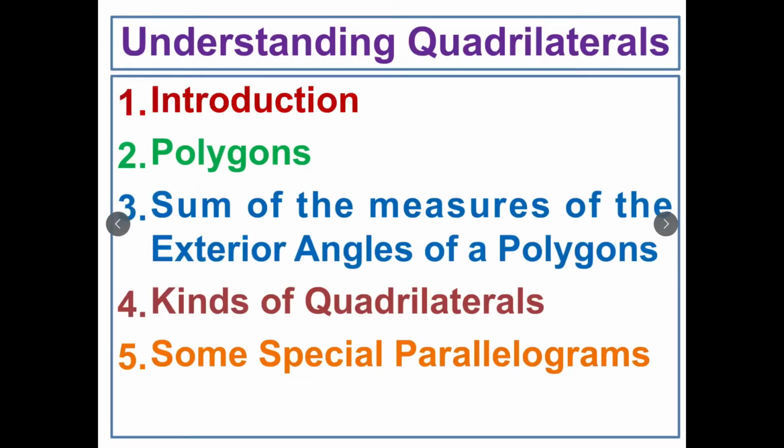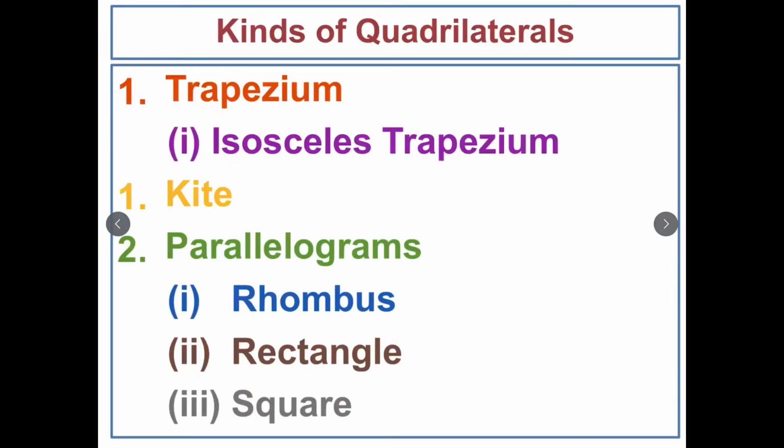The chapter that we are studying today is understanding quadrilaterals. This chapter is divided into a total of 5 subtopics, out of which we have already covered the first 3 subtopics in the previous sessions. Now today we are going to start with the fourth subtopic, which is kinds of quadrilateral.